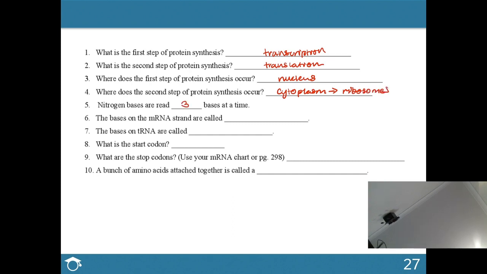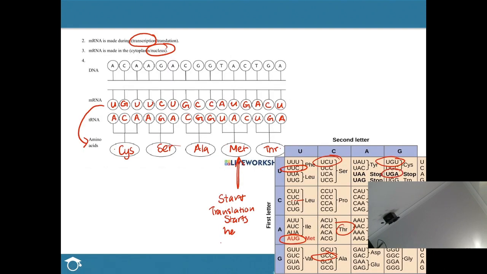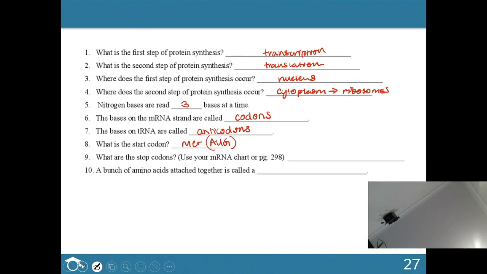Nitrogen bases are read 3 bases at a time, and the bases on the mRNA strand are called the codons. The bases on the tRNA strand are called the anticodons. Start codon produces Met, and it is AUG. This is the only one that I think you need to know. The stop codons, read them off the chart. They are UGA, UAA, and UAG. A bunch of amino acids attached together is called a polypeptide chain.